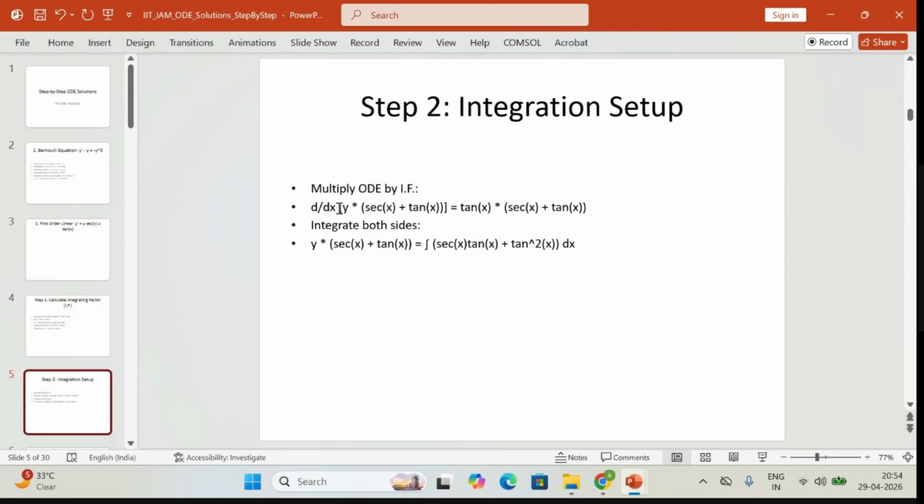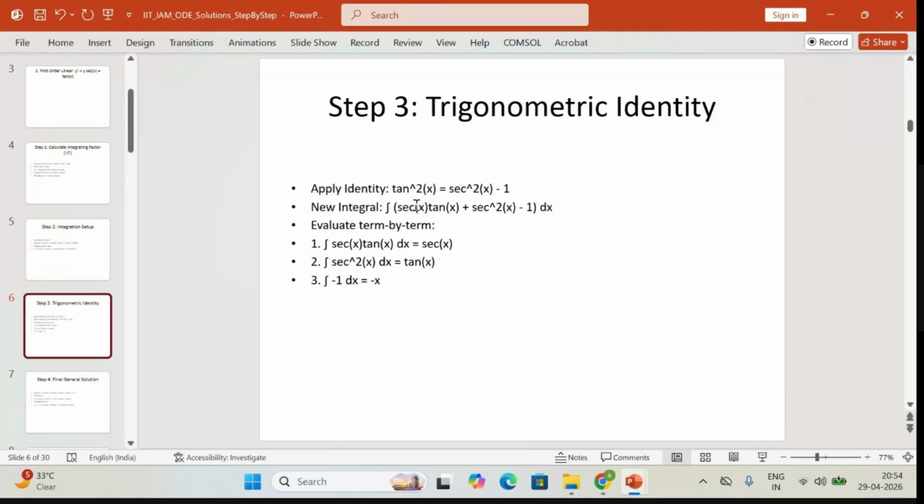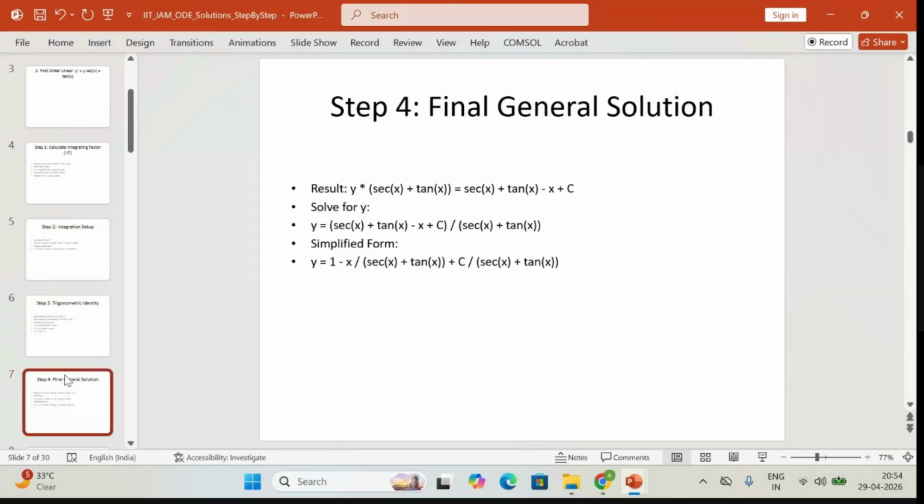The integration setup is to multiply the ODE by the integrating factor, sec x plus tan x, on both sides, and then integrate both sides. We use the trigonometric identity tan square x equals sec square x minus 1, and then evaluate term by term. The integral of sec x tan x is sec x, the integral of sec square x is tan x, and the integral of minus 1 dx is minus x. So the general solution is y into sec x plus tan x equals sec x plus tan x minus x plus c. Solving for y gives this, and this is the simplified form.